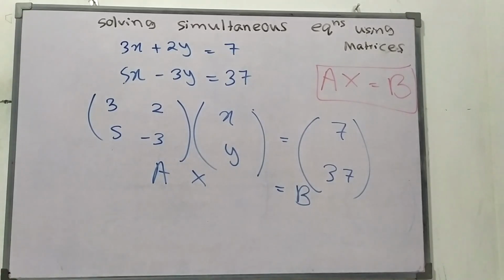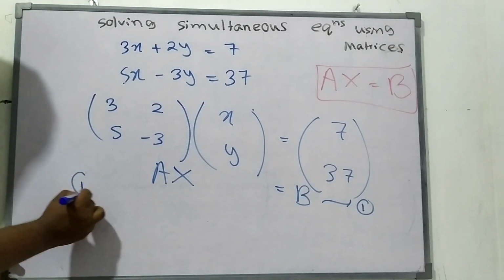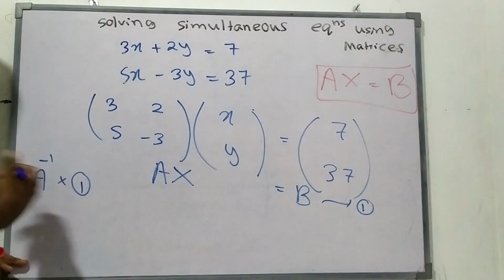So then I'm going to multiply the equation number 1 by A inverse, right? Always I told you, you have to multiply it in the front, right?